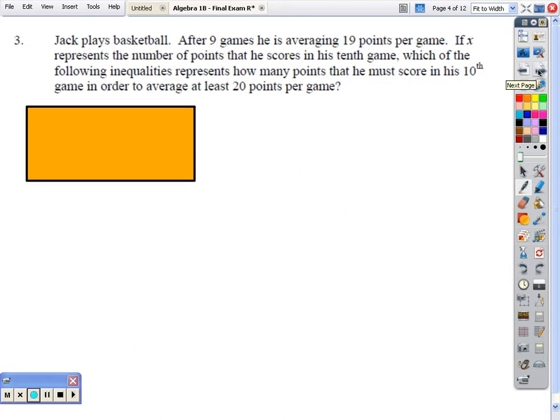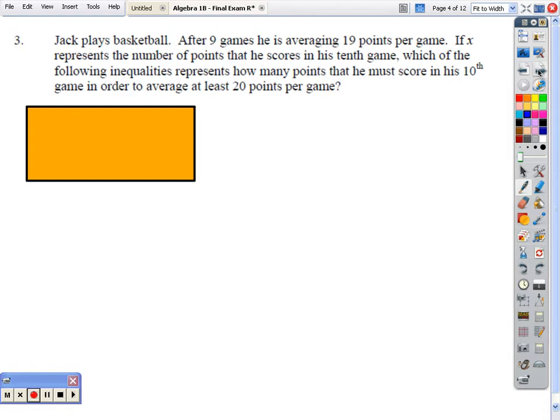Okay, number 3 says Jack plays basketball. After 9 games, he is averaging 19 points per game. If x represents the number of points that he scores in his 10th game, which of the following inequalities represents how many points he must score in his 10th game in order to average at least 20 points per game? And again, that average represents the mean. So we're trying to find the mean here.